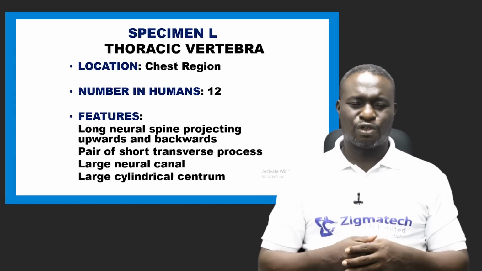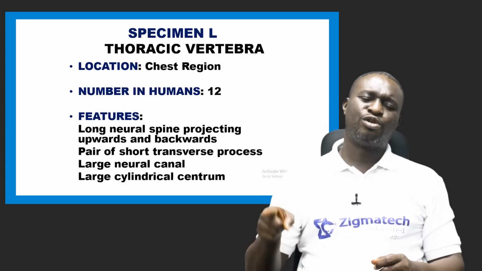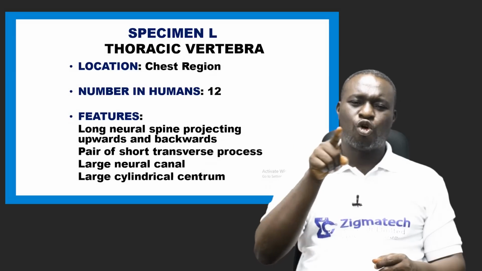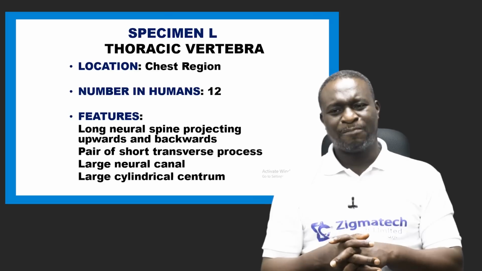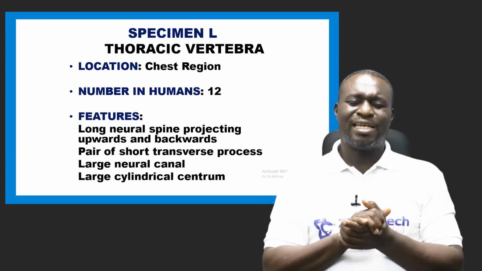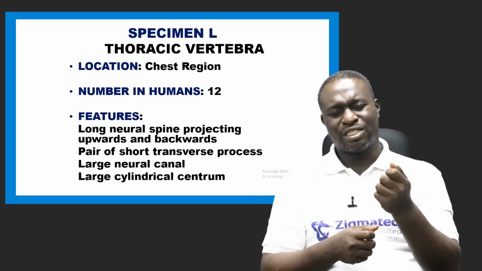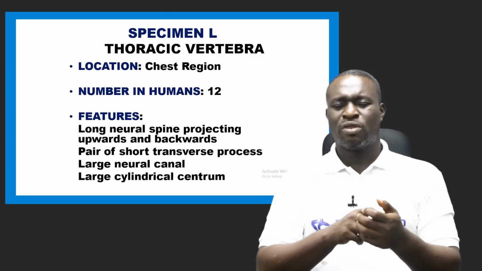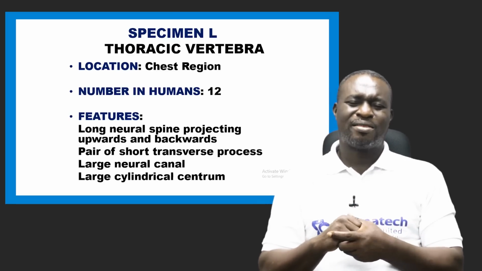Number 3, the thoracic vertebra has a large neural canal. Now, the neural canal is that opening or hole that is found in any vertebra. And then number 4, it has a large cylindrical centrum. Now the centrum is a stronger, hard piece of bone that is found in the vertebra.